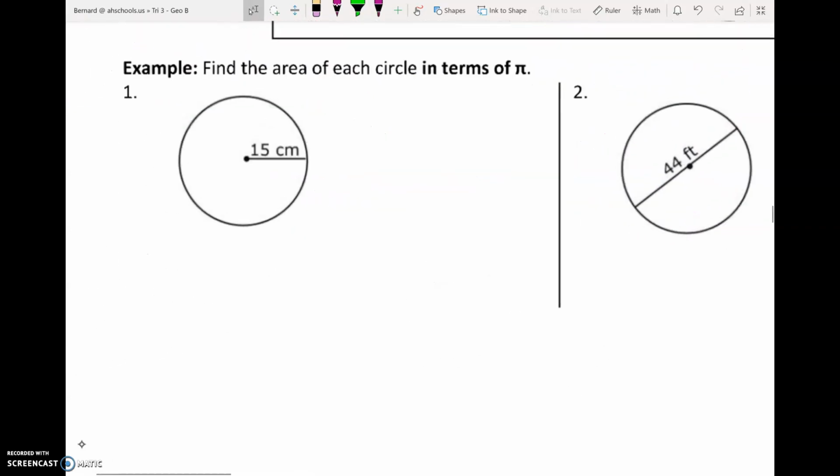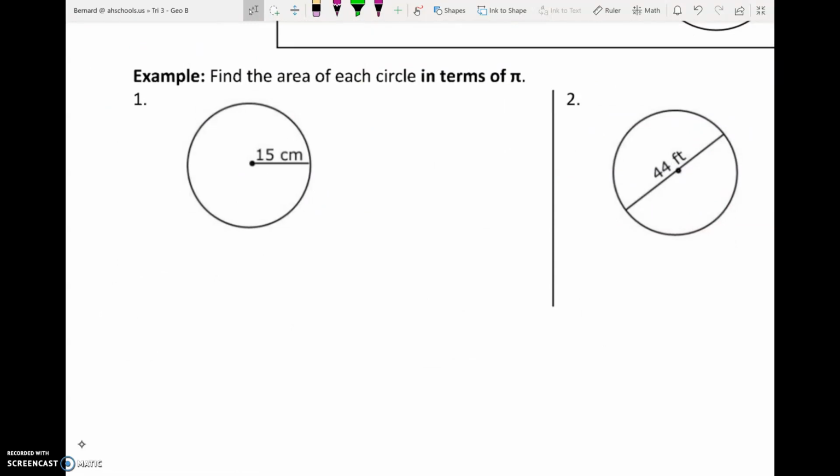Now, here we go. Let's just do some problems. It says find the area of each circle in terms of pi. What that means is our final answer is going to have a pi in it. We're not actually going to type pi into our calculator in these situations. We're just going to leave the pi in our final answer. That way we don't have to round anything. And so by keeping it in terms of pi, we're able to give an exact answer. That means it's an answer that has not been rounded at all, so it is exactly what it is supposed to be. I want to show you how that works.